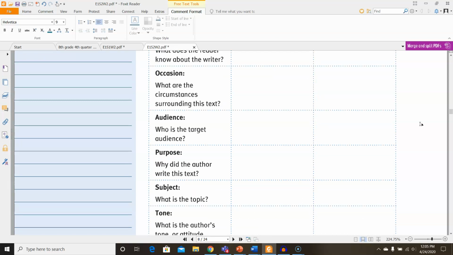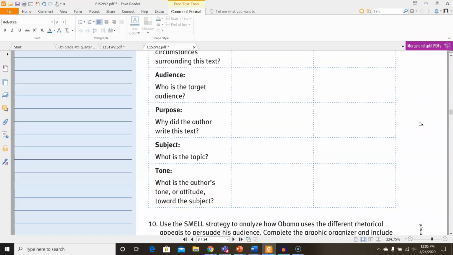Audience, who is the target audience? Well, we know that the speech is called To America's School Children, so the target audience is clearly America's school children. Go and find evidence to back that up. Purpose. Why did the author write this text? So what was he trying to do when he wrote it? What was his purpose for writing this? And then give evidence to support that.